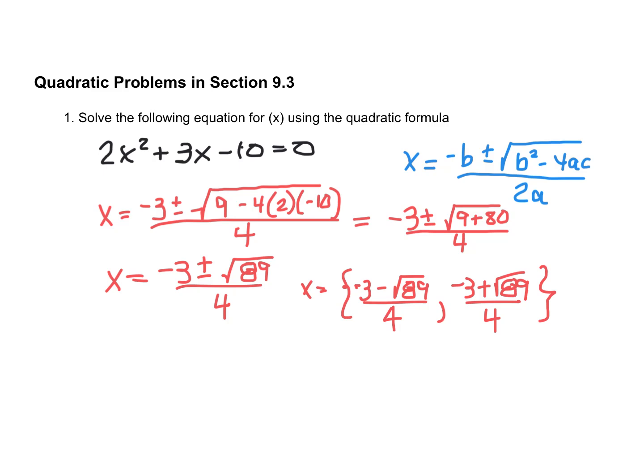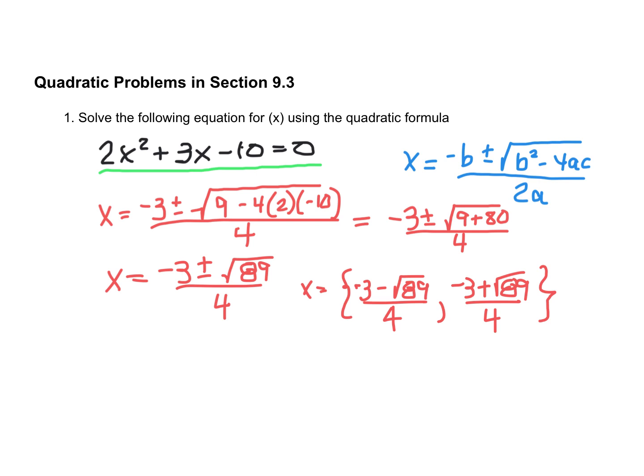So in this problem, it's the quadratic problem. We're going to solve the following equation using the quadratic formula. So the equation that we're interested in is 2x squared plus 3x minus 10 is equal to 0.